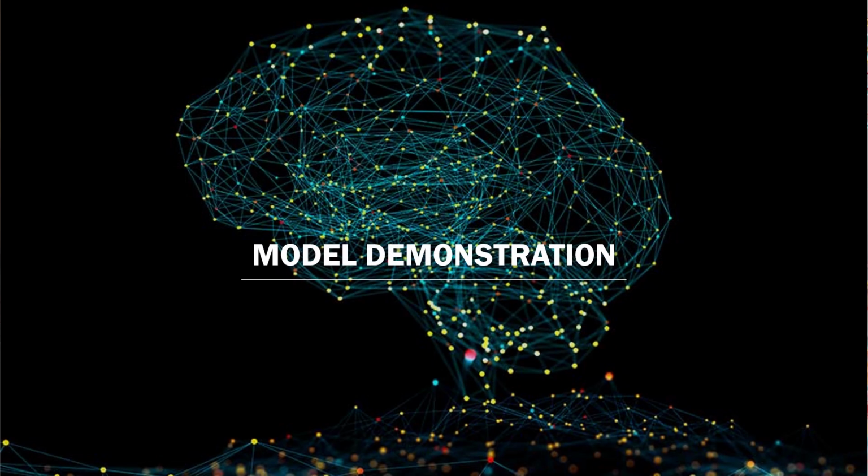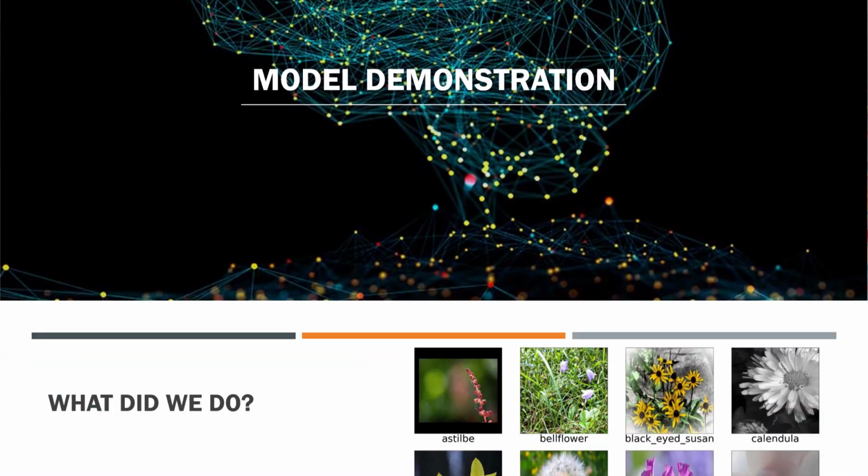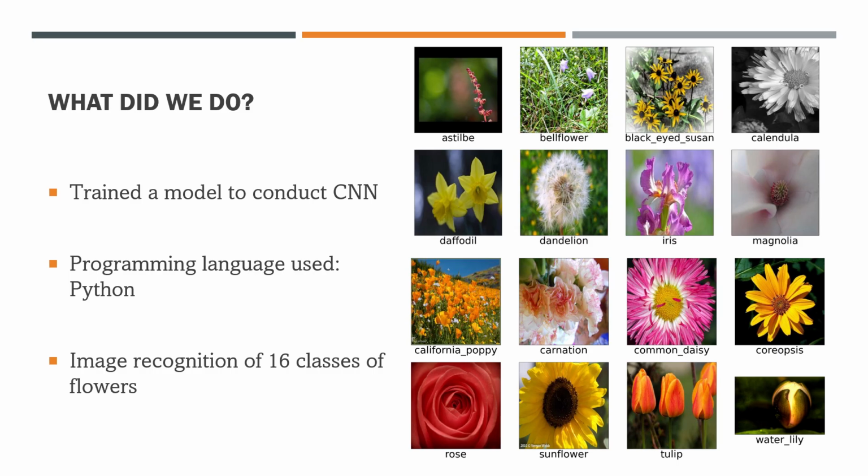We will now show the model demonstration. In order to see its applicability, we trained a convolutional neural network model using the Python programming language. The goal of the model was to perform image recognition on a dataset containing 16 different classes of flowers. The CNN was designed to automatically learn important visual flower features from the input images and be able to classify new flower images into their respective categories.